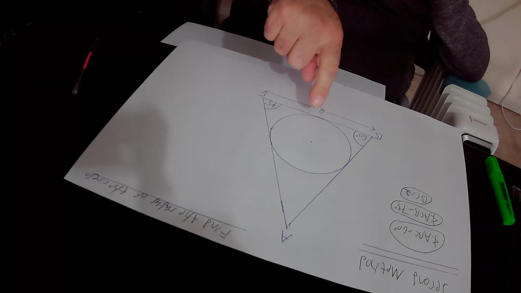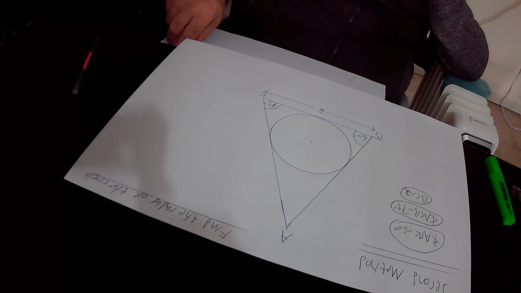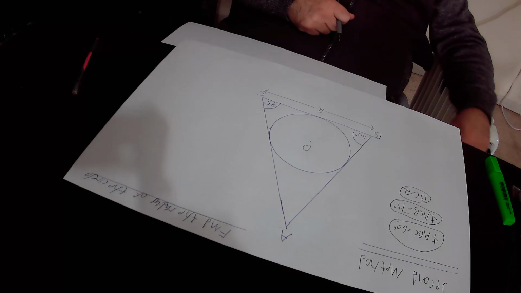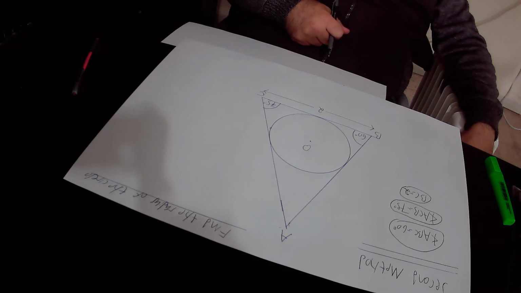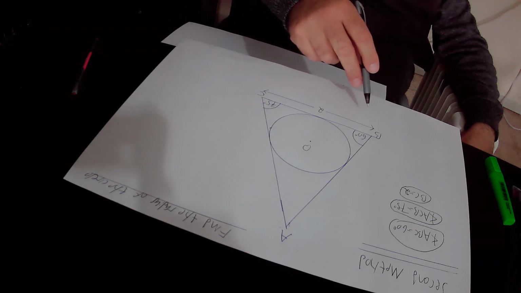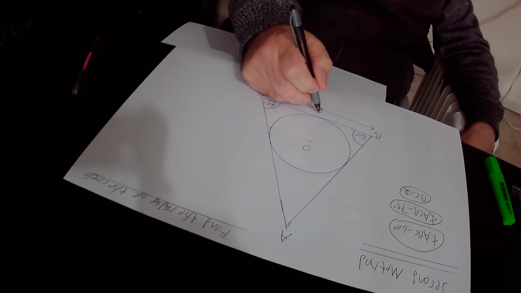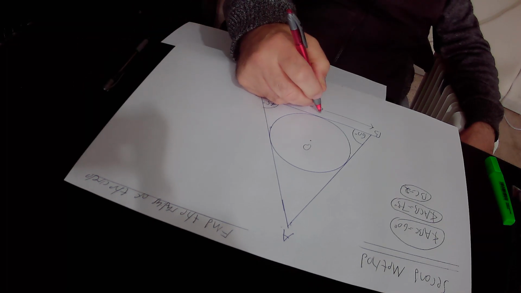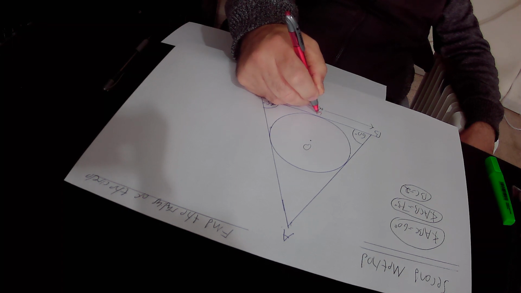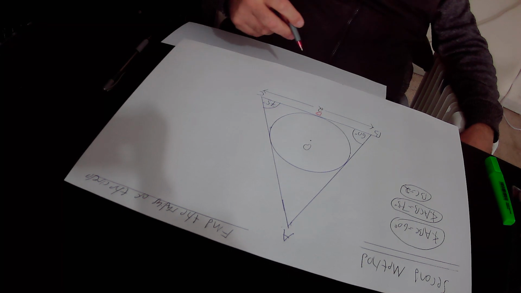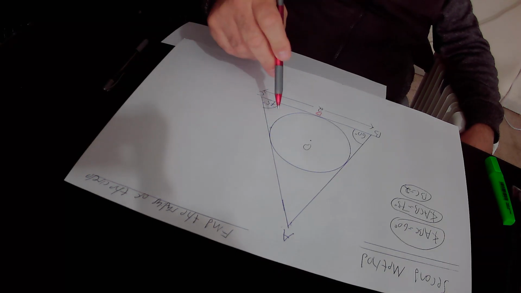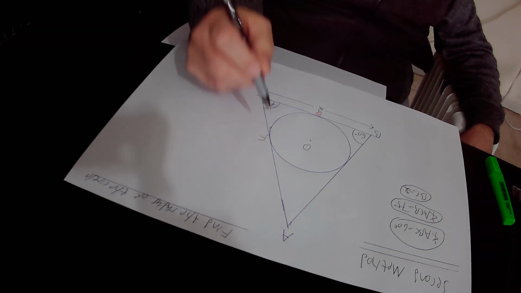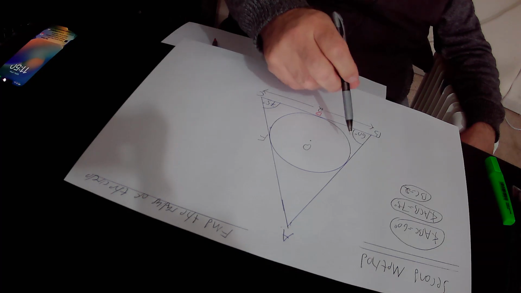We define the center of this circle, this point, as O. We define the point of tangency of tangent BC with this circle as D. We define the point of tangency of tangent AC with this circle as F. And we define the point of tangency of tangent AB with this circle as E.